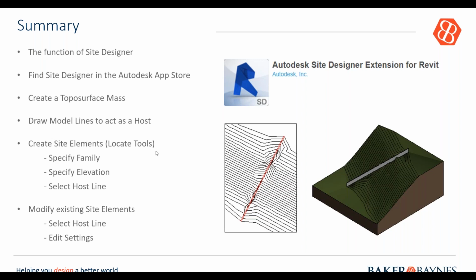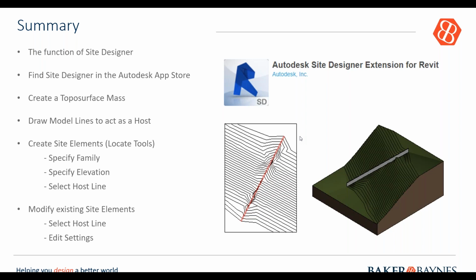And then you would create your site elements, which is basically your locate tools. You can specify what family it is. You can also choose how you want the elevation to work, whether it's a constant elevation or relative to the topo surface. Then we selected the host line, which was the model line, and it generated the site element for us.